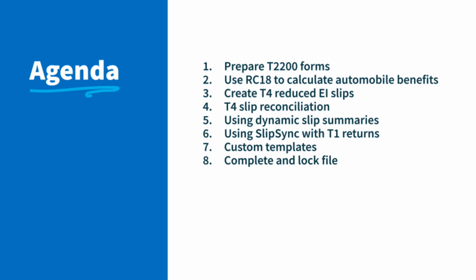Today's agenda is going to cover preparing a T2200 form or forms, using the RC18 form to calculate automobile benefits and how to add that onto an employee's T4, creating a T4 with reduced EI slips, using the T4 slip reconciliation, which we did talk about in part 2, but I'm going to review again here. Same with using dynamic slip summaries, and then using SlipSync with a T1 return. I'll show you how that works. We'll talk a little bit more about custom templates and completing and locking the file.